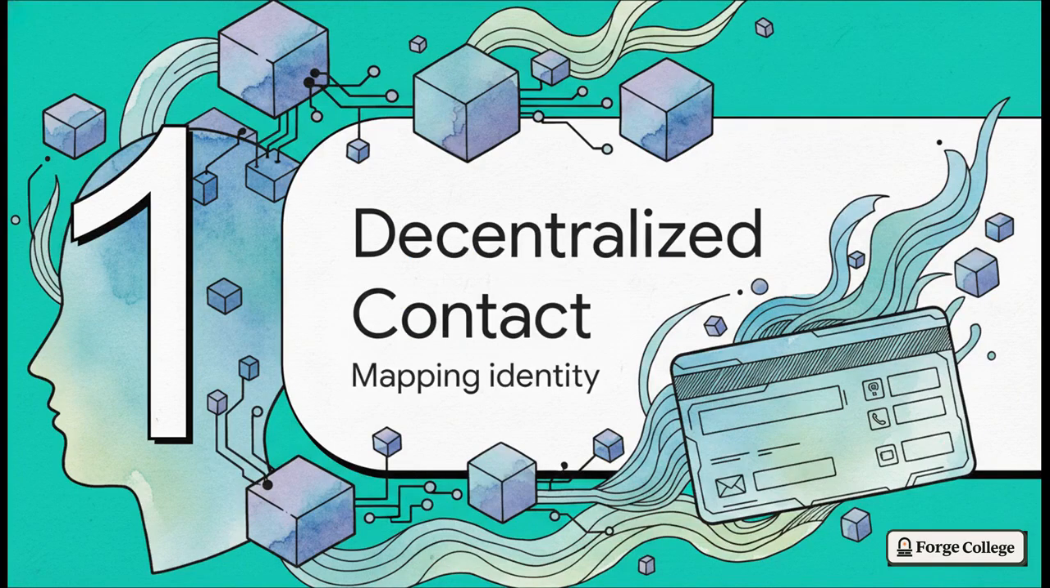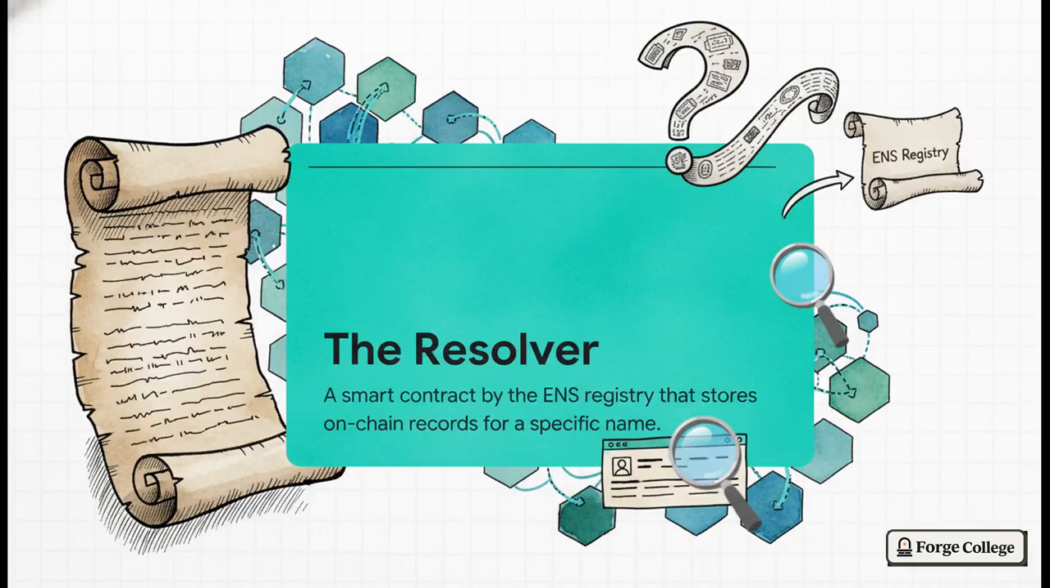Section 1, the decentralized contact card, mapping abstract blockchain data to human identity. So the absolute best mental model to hold on to here is that an ENS name isn't just some basic string of characters. It's actually a highly structured, decentralized contact card, and it has very specific slots for data. But to get to that contact card, we have to talk about the resolver. The resolver is basically a smart contract designated by the ENS registry that actually stores and exposes the typed on-chain records, things like an address, text, and a content hash for a specific name.